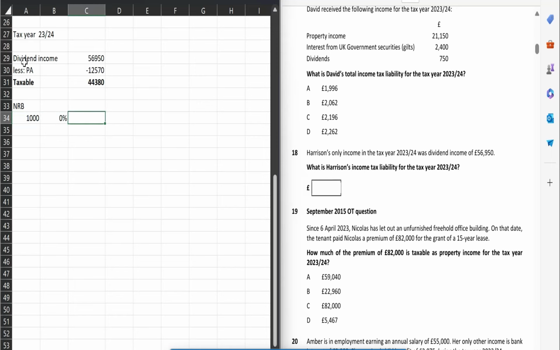And then the basic rate band. The basic rate band is 37,700, so it will be taxed at 8.7%. If you don't remember the tax rate, don't worry, it will be provided to you in the exam.